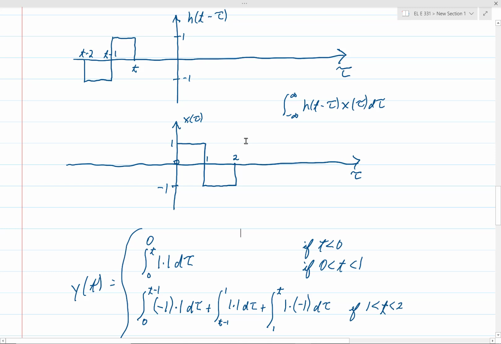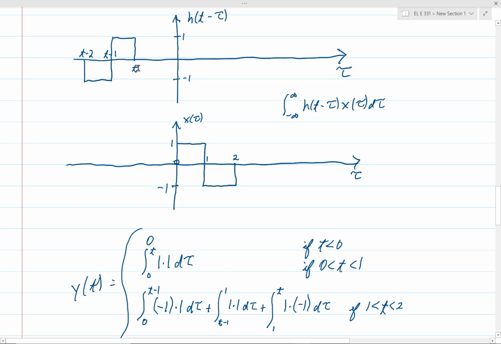Now the important thing is to determine where the limits are. Again, we're thinking of this t as being over here somewhere between 0 and 1. So the region of overlap will start at 0 and end at t. That's why we have to integrate from 0 to t. And this is the end of what we get for this case, when 0 is less than t is less than 1. Now the next one gets more complicated.